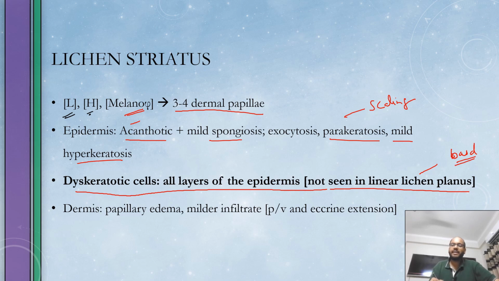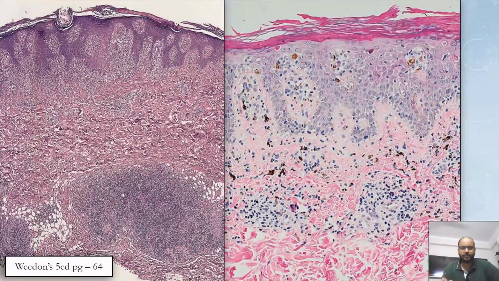But in Lichen striatus, these dyskeratotic cells are seen in all layers of the epidermis. In the dermis, there will be papillary edema with a milder infiltrate with perivascular and eccrine extension. So in Lichen striatus, if you look at this zoomed out image, you can see this dyskeratotic cell here, and this dyskeratotic cell here.